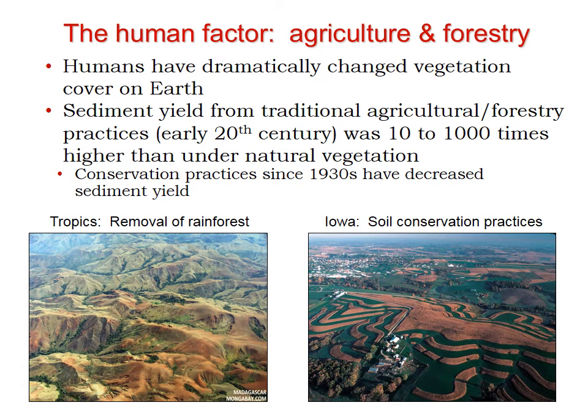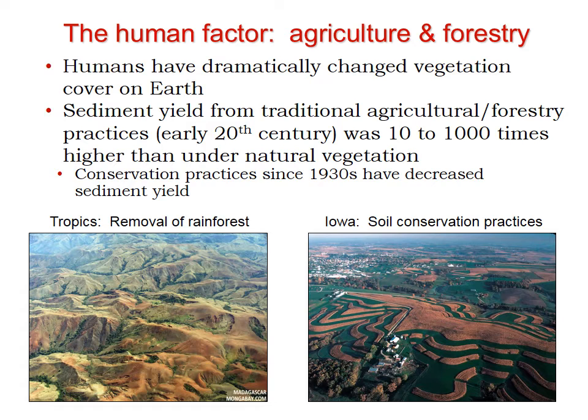As humans developed intensive agriculture and also developed ways to harvest forests and use them for products, we've dramatically changed vegetation cover on Earth. And there's been a huge impact in sediment practices. You can imagine the beginning of agriculture, the footprint was pretty light, and then over thousands of years, we developed new agricultural techniques. Agriculture became more intensive.